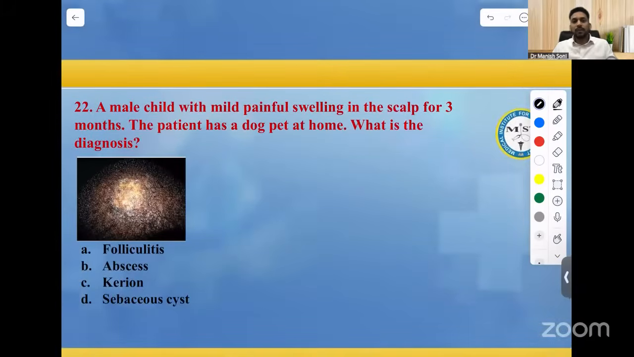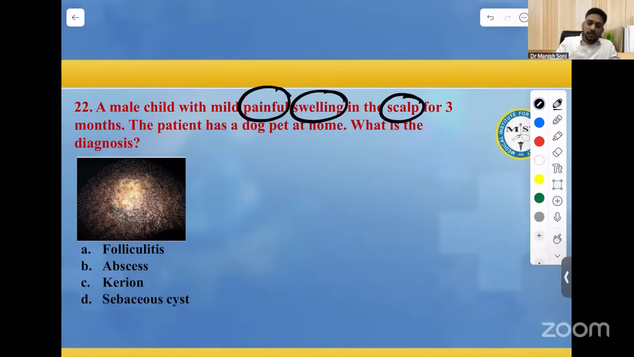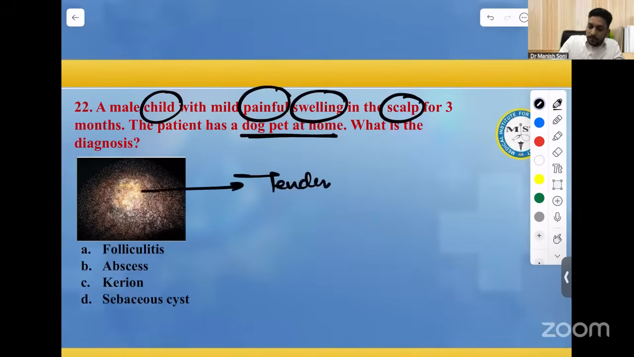A male child with mild painful swelling over scalp for 3 months. So this child is having painful swelling over scalp since 3 months. Patient has a dog pet at home. Probably the infection has come from the dog. What is the diagnosis?